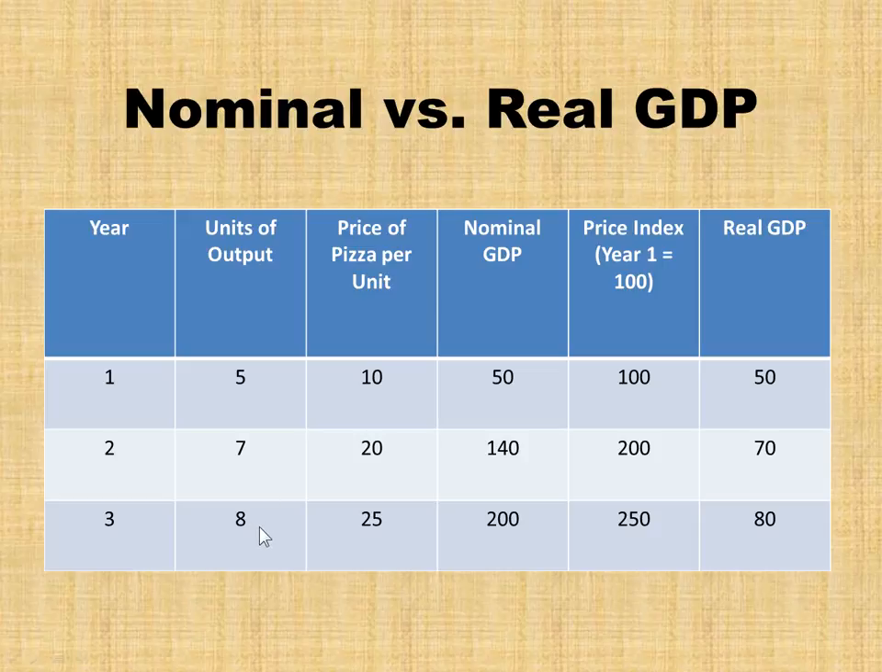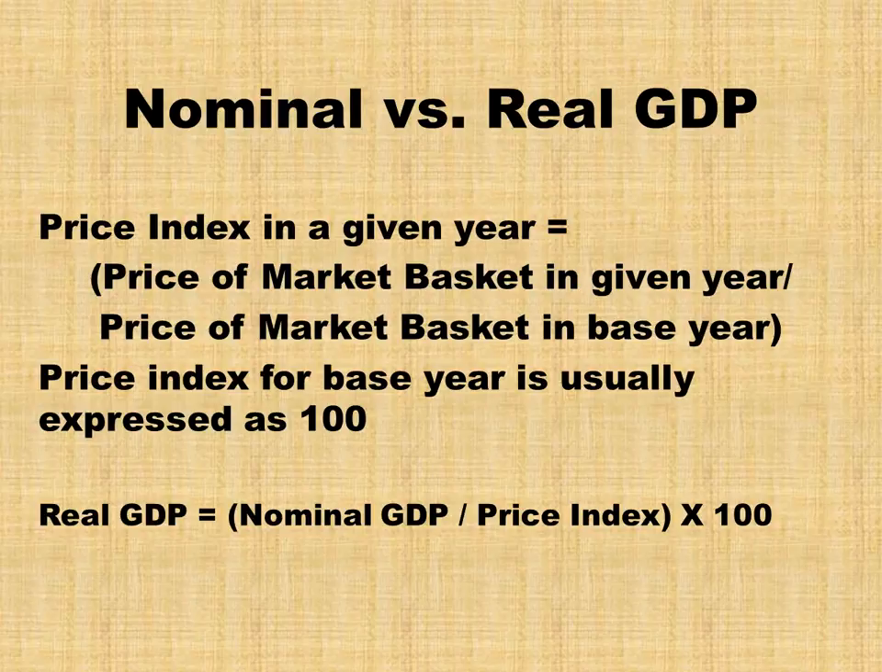Year 3, we get 1 more pizza. Price goes up again, and nominal GDP is 200. So look at these nominal GDPs of years 1, 2, and 3. That's not really an accurate reflection of production, and that's why nominal GDP is a problem. So we have to find a way to remove the effects of inflation and get to real GDP. The way we do that is we have a price index.